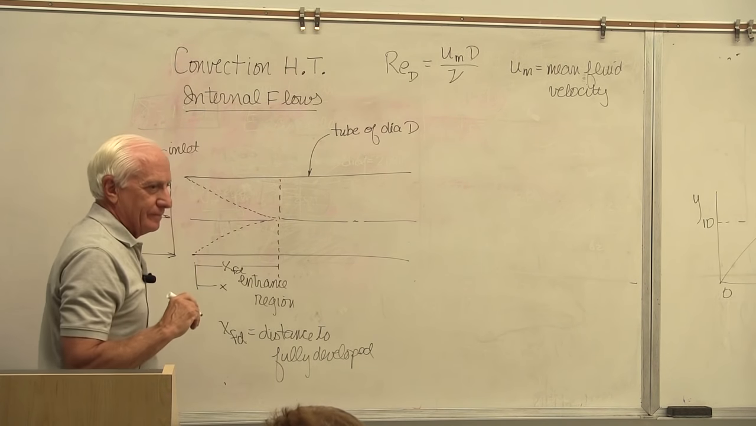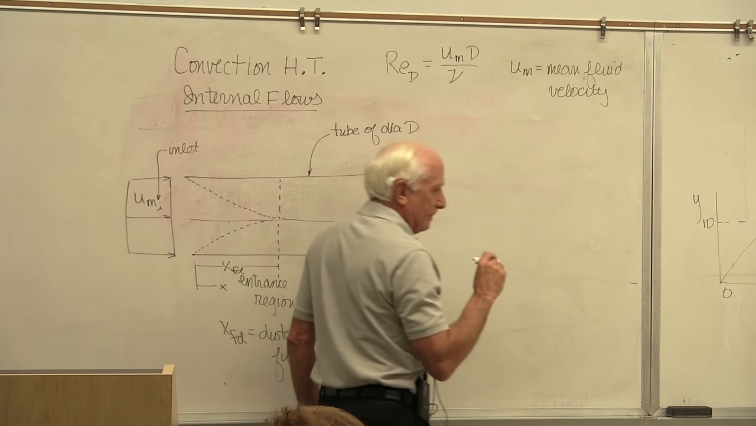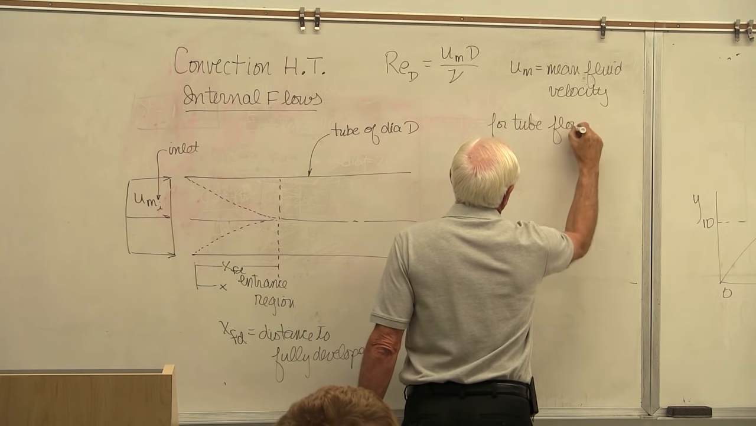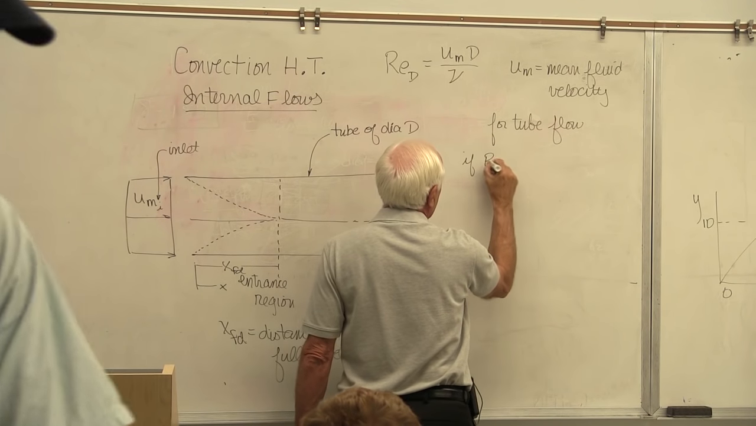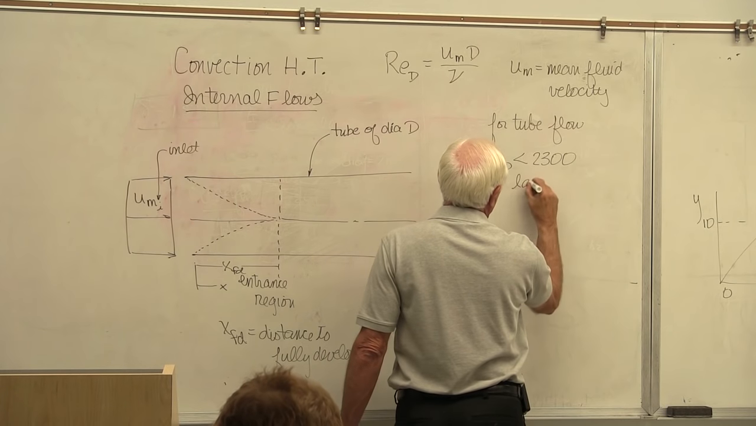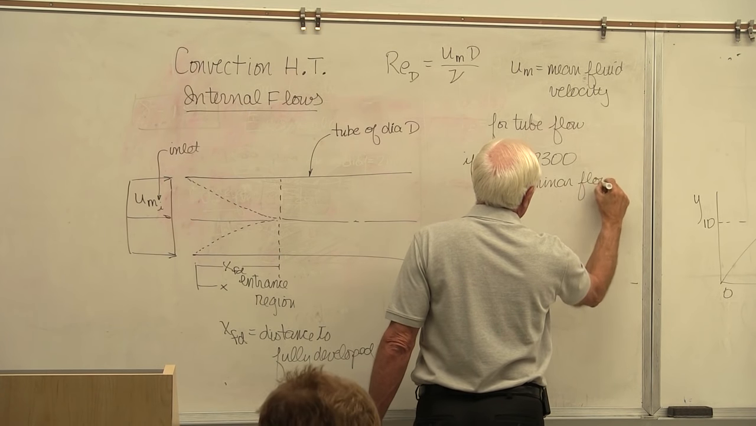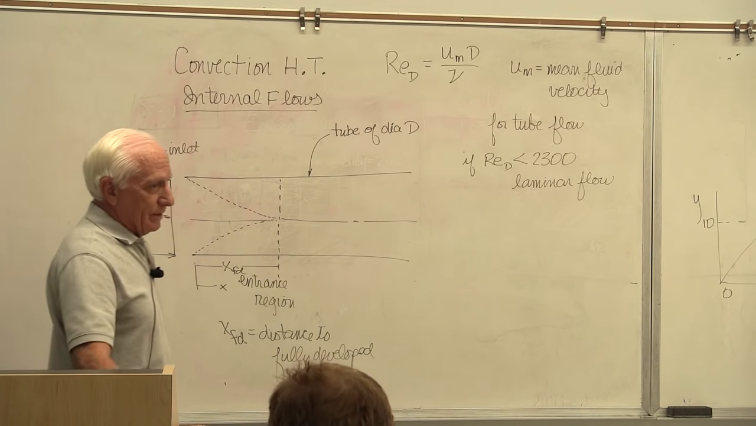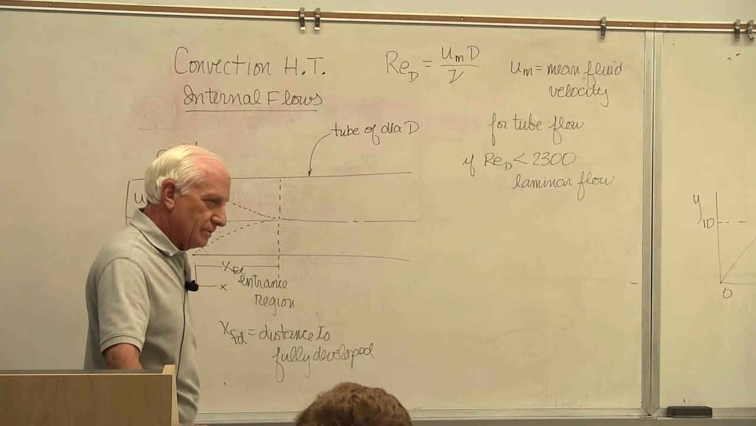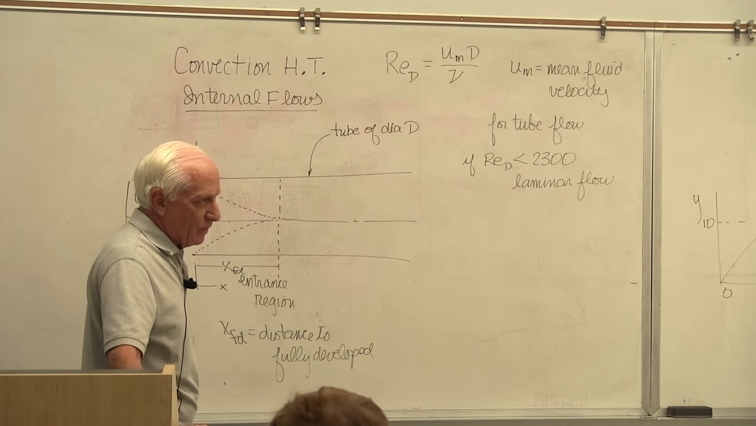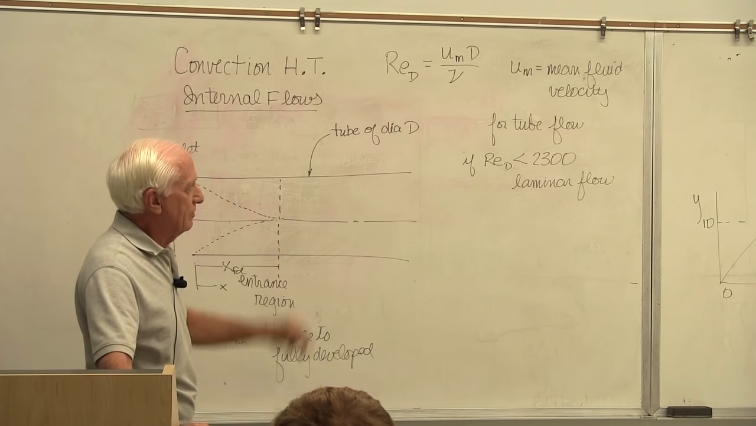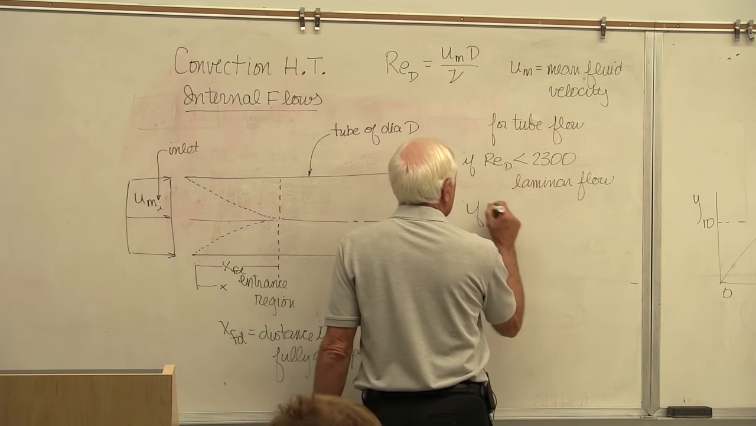Let's just assume it's laminar. Let's talk about in a tube, ME311, if the Reynolds number is less than 2300, we're going to assume it's laminar flow. Different textbooks sometimes use different numbers. One textbook uses 2100. Our textbook uses 2300. There's no one universally accepted value. So our book uses 2300, and for this class, we'll use 2300. If it's greater than that, of course, it's turbulent.